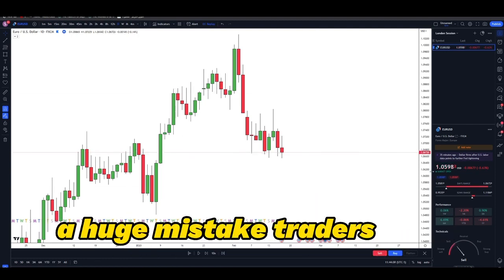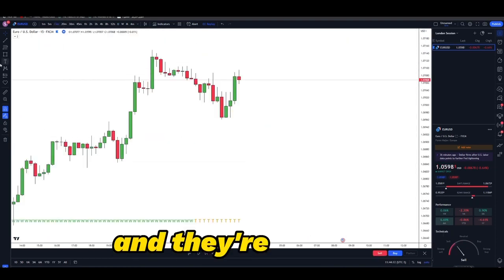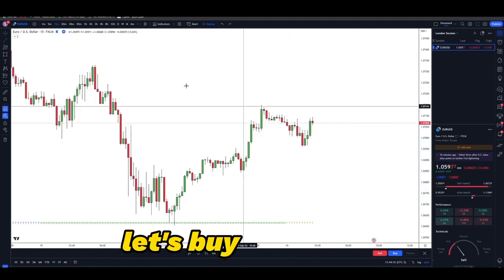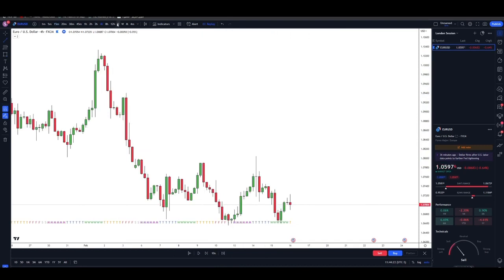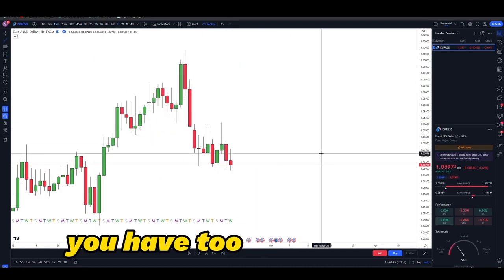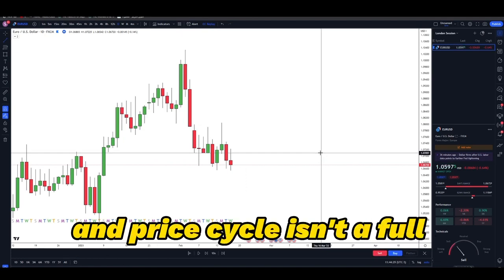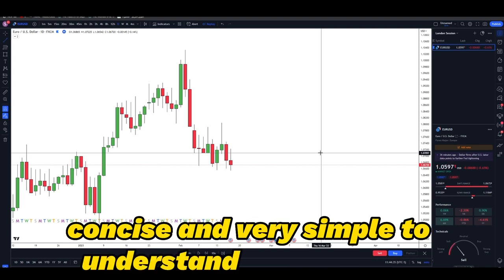A huge mistake traders may make is they dive right down to the 15-minute, and they're thinking, oh, well, structure, it's in a bull trend, let's buy, or oh, look, the market's in a downtrend, let's sell. The problem in this is it's much too manipulated. You have too many candles, too much information, and price cycle is in a full circle. It's like a circus. And of course, we need something precise, concise, and very simple to understand and relate to.